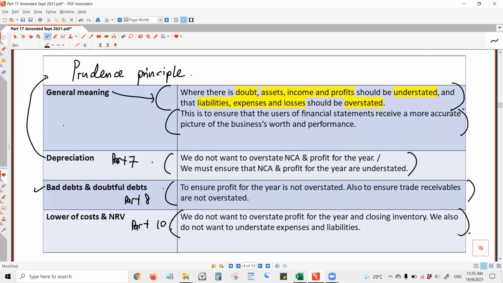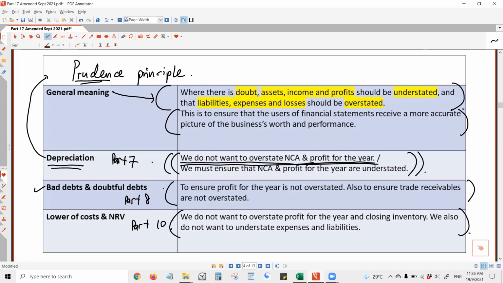To be honest, I don't think I can find a way to help you construct your own sentence when you are in the exam. For example, if they ask you how is charging depreciation an application of prudence principle, your answer would be this. You read it yourself: we do not want to overstate NCA and profit for the year. Can you find another word for any of the terms here? I don't think so. You can hardly rephrase this entire line.